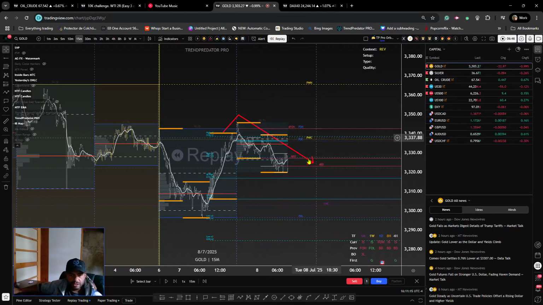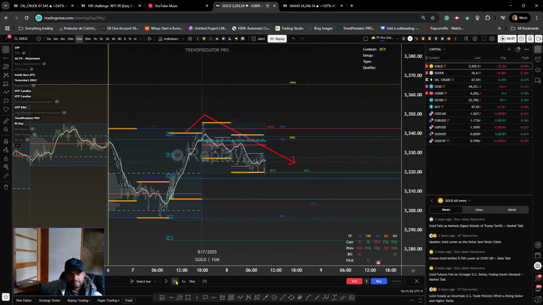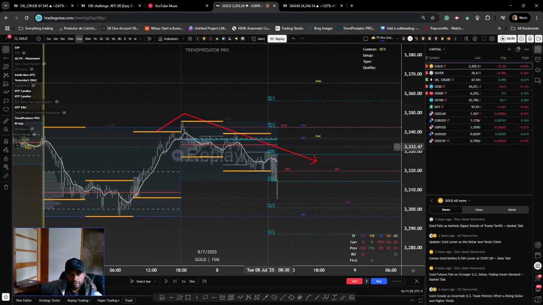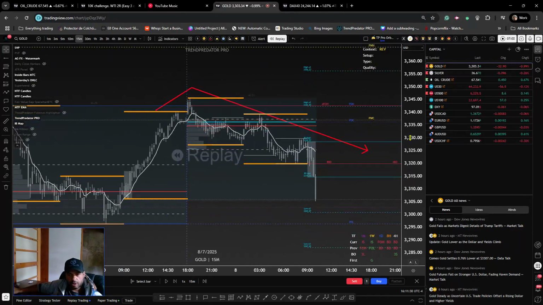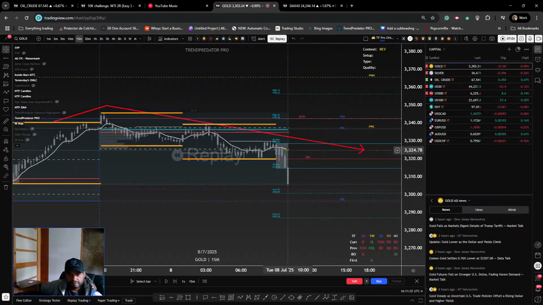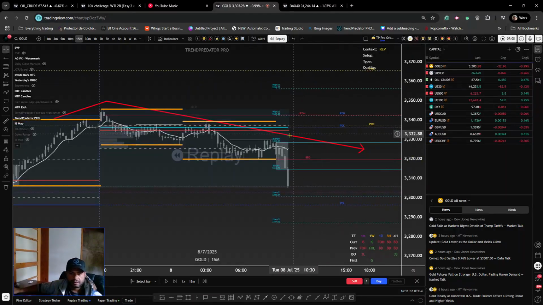And instead, what we're going to do is come back into the value area of yesterday. All right, so we're already below the value area low of Friday. And then what we're looking for is a breakdown of the box. And that's the opening range breakout strategy, which I've talked about and posted in the Trend Predator channel on Discord. All right, so we're just taking the breakout.